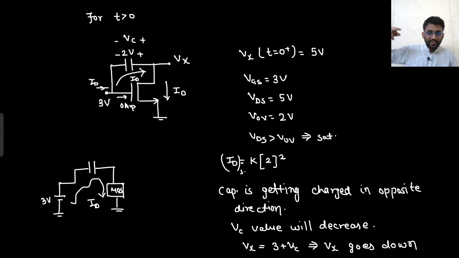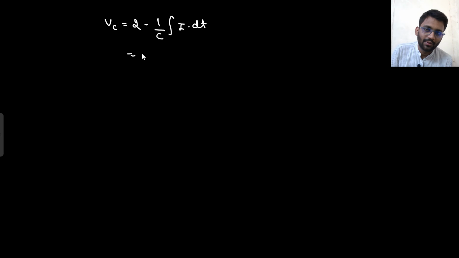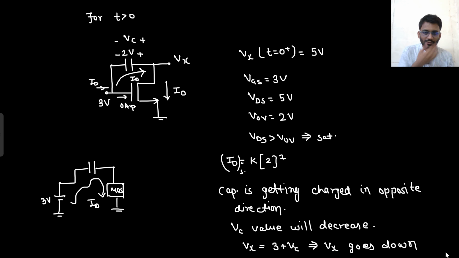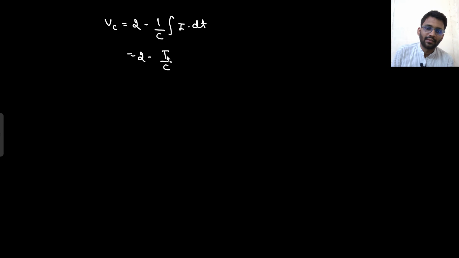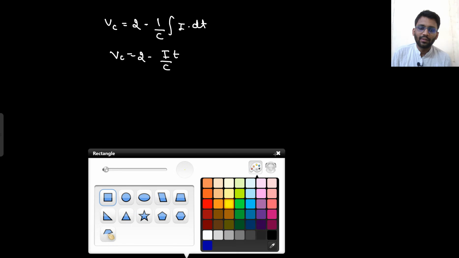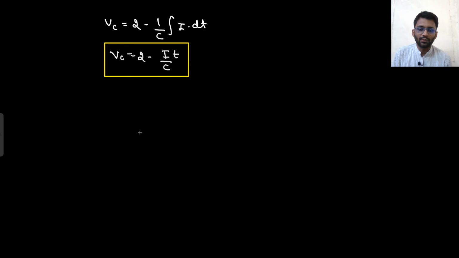So you started from 2, then there was a sudden jump to 5, and now it is going down. How is it going down? It is going down with a constant slope because Vc is constant. What is Vc? Vc initially was 2, then minus 1 by c integration of I dt. I is constant now, that is 4k. So Vc will go down constantly, so Vx will also go down constantly.